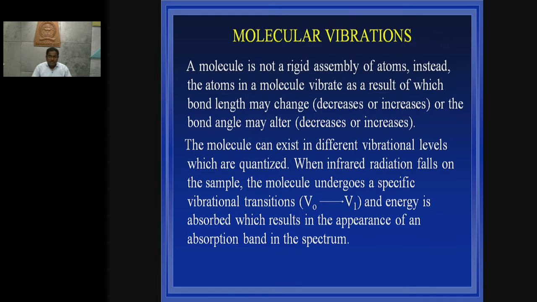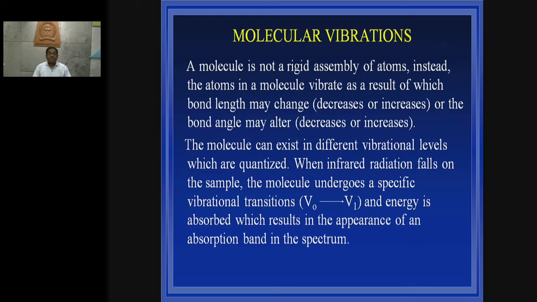Here, a molecule is not a rigid assembly of atoms. Instead, the atoms in a molecule vibrate, as a result of which bond length may change. Means whatever bond length is there in the molecule may decrease or increase. Or the bond angle may also change, that also may decrease or increase. The molecule can exist in different vibrational levels which are quantized.